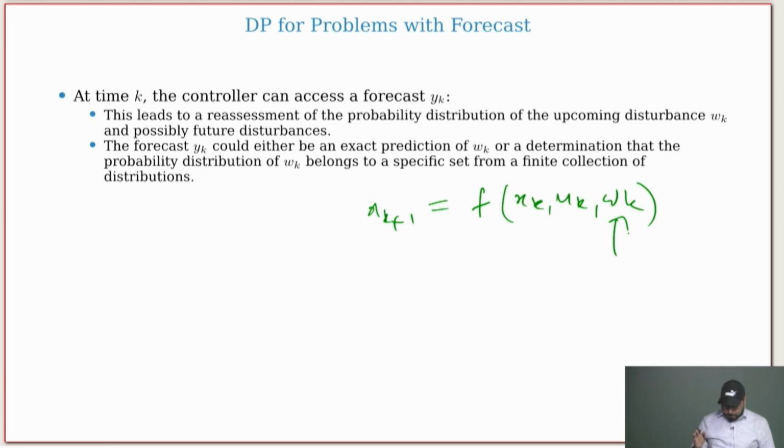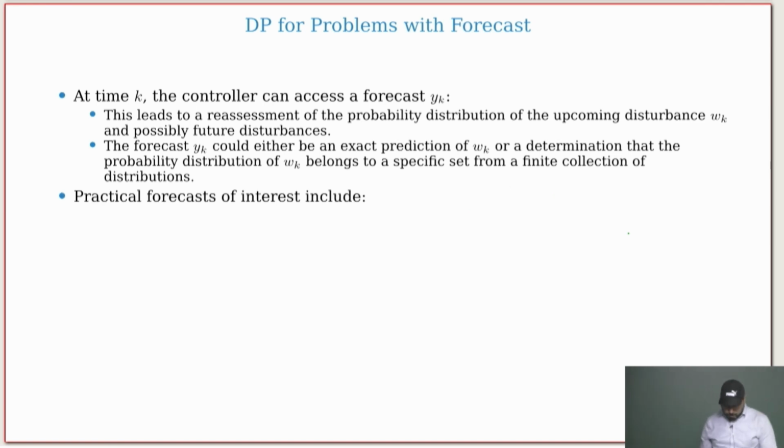So if there is a forecast that tells me, look, this is what is going to happen with the disturbance wk, then it becomes deterministic and the problem is solved. If not, then that forecast can tell me what could be the nature of wk. By nature here we mean maybe it gives me an idea that this is going to be some normal distribution. The disturbance will be there, but it will follow a normal distribution, or it might follow Bernoulli distribution or Poisson distribution and so on. So this forecast depends on whether it will make it precise or it will narrow down the distribution.